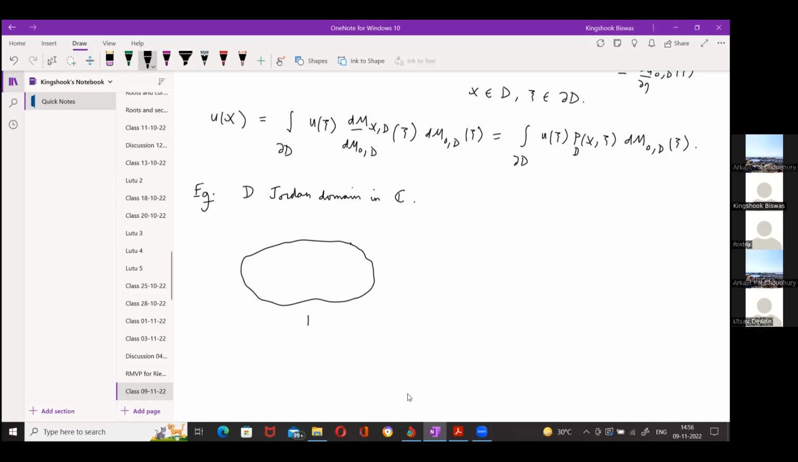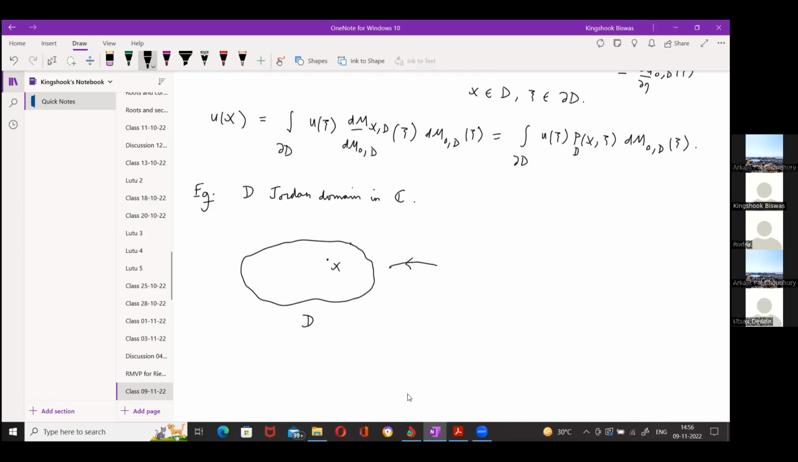So this is the domain D. What is the harmonic measure with respect to X on the boundary of D? Can you say what this will be in terms of complex analysis? What do you know about a simply connected domain in C, which is not all of C, of course? The Riemann mapping theorem. So you have a Riemann mapping.